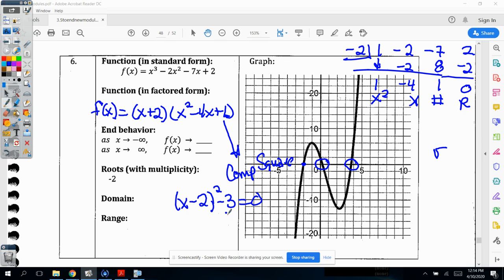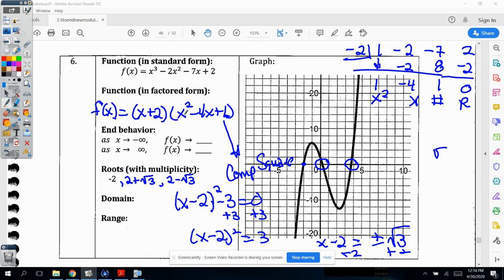And now we solve it. We add 3. X minus 2 squared equals 3. Square root both sides. So x minus 2 equals plus or minus square root of 3. And there's those square roots I was thinking about. And then you add 2. So you get 2 plus the square root of 3 and 2 minus the square root of 3. And we know those always come in conjugate pairs, so that makes sense. If you wanted to write factored form with these guys, you are welcome to, but this is good enough.